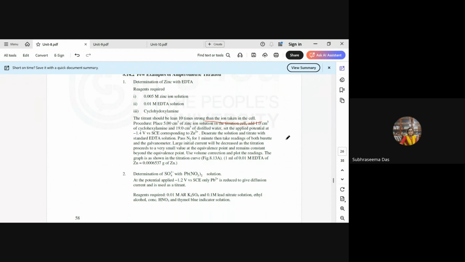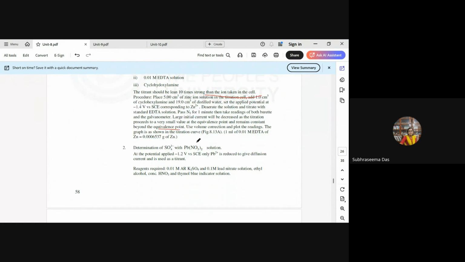Then we pass nitrogen for 1 minute, then take readings of both burette and galvanometer. The large initial current will decrease as the titration proceeds to a very small value at the equivalence point and remains constant beyond the equivalence point. The volume correction should be made and the readings should be plotted. The graph should be similar to that shown in figure 8.13a.